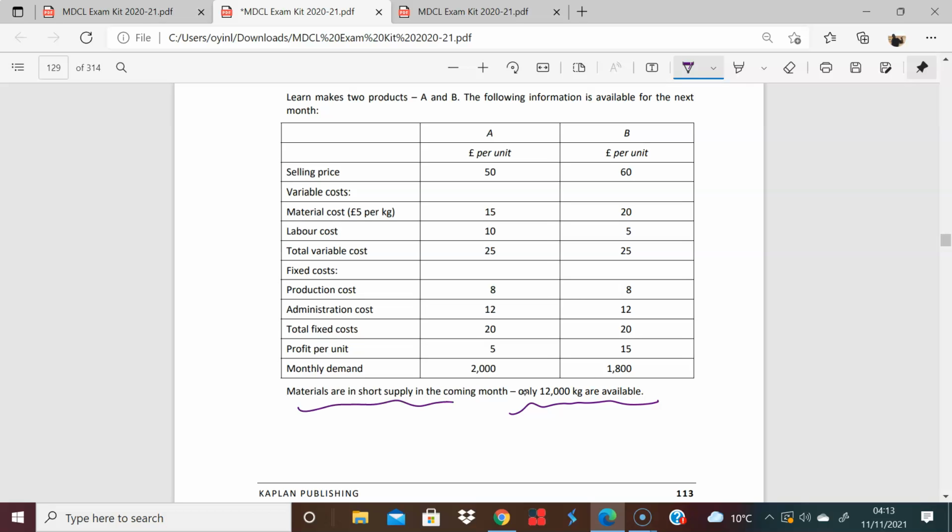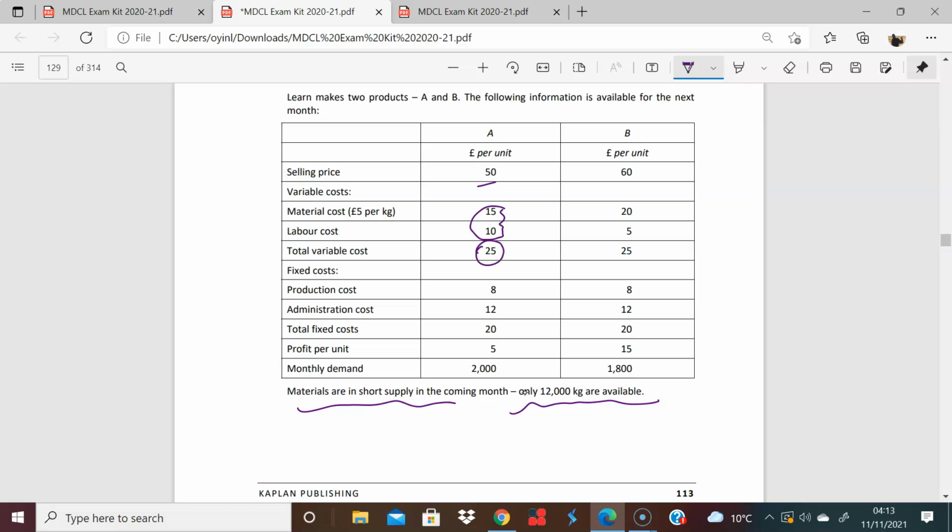They tell us what's in short supply. If they didn't, you would have to work that out yourself by just asking if the material available can cover the demand. So what do I have in front of me? I have selling price of 50, and where are my variables? Here are my variables all given to me. In fact, they give you the total variable cost.